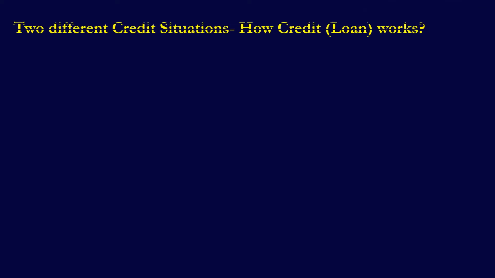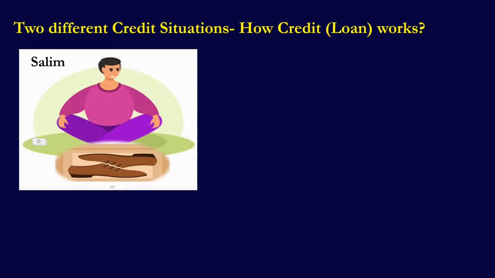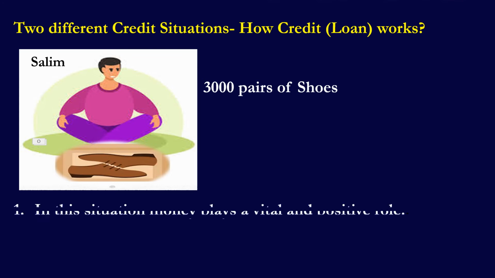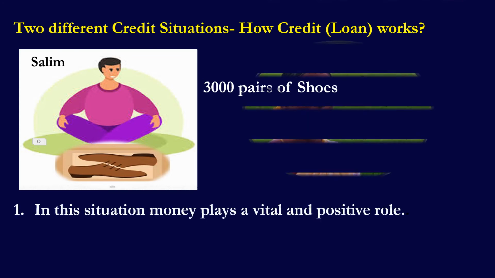Let's observe these two situations and find out how this loan or credit works. The first example is of Salim. Salim is a shoemaker who got an order of manufacturing 3,000 pairs of shoes. To complete the order, he took two loans, first from the leather suppliers and second from a trader. At the end of the month, Salim was able to deliver the order. He made a good profit and he also repaid the money that he had borrowed from the leather supplier and the traders. Thus, in this situation, loan plays a vital and positive role.